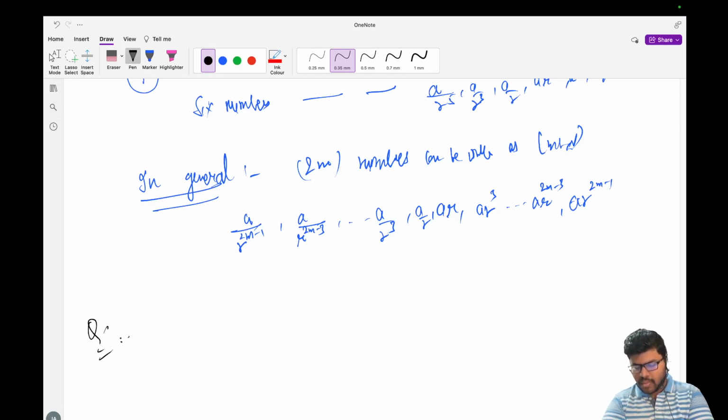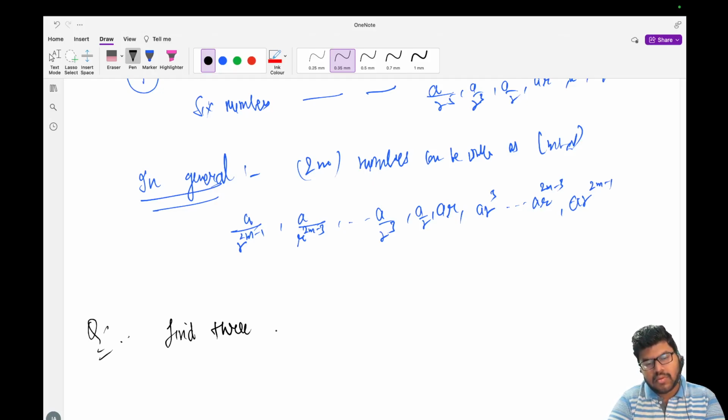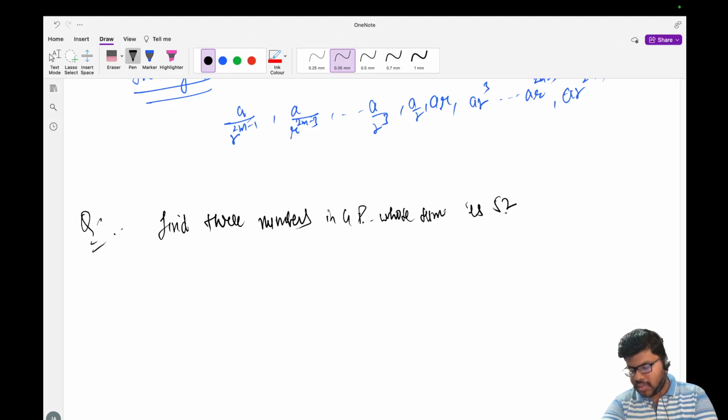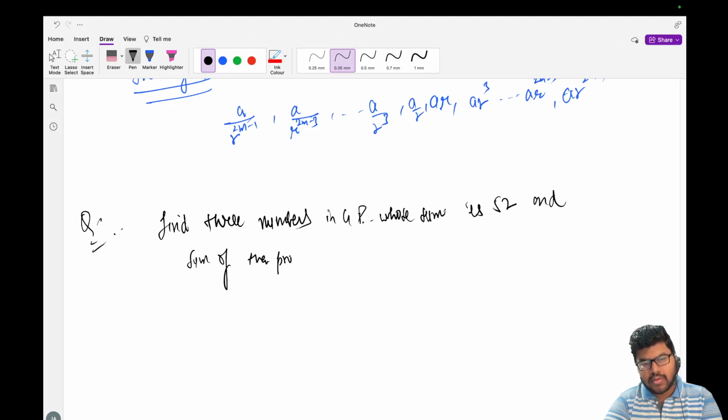Okay, so our first question: find three numbers in GP whose sum is 52 and the sum of their products in pairs is 624. So find three numbers, right?